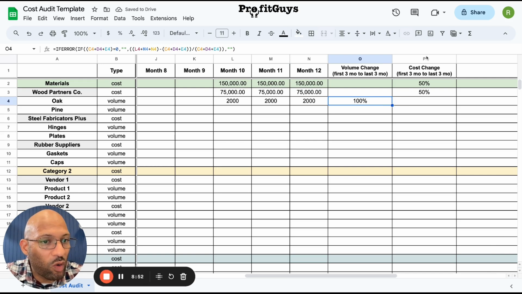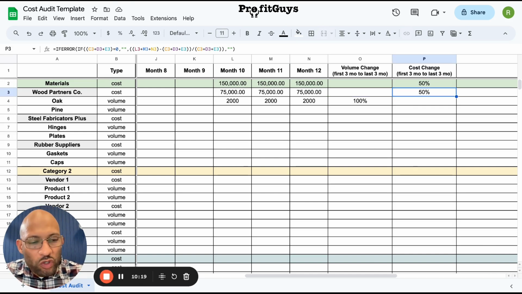So this is better. We want to see that our change in cost is lower than our change in volume, because as you order more, you should be paying less per unit. If you're paying the same amount per unit but ordering more, you're not getting the discounts that you've earned by ordering more. That's the way it works in business. You order more, you pay a cheaper price.